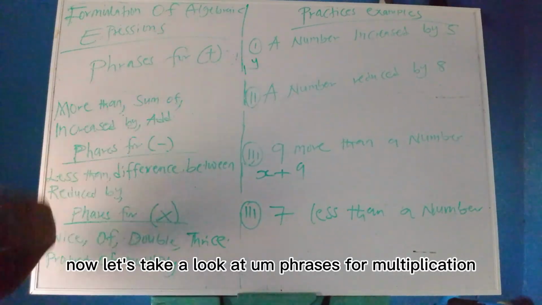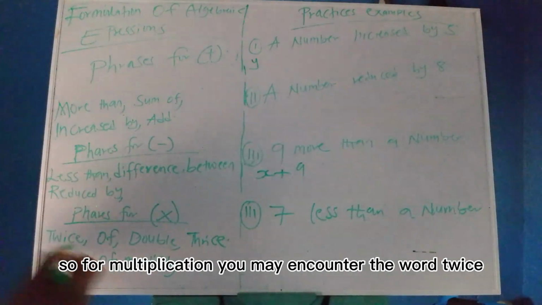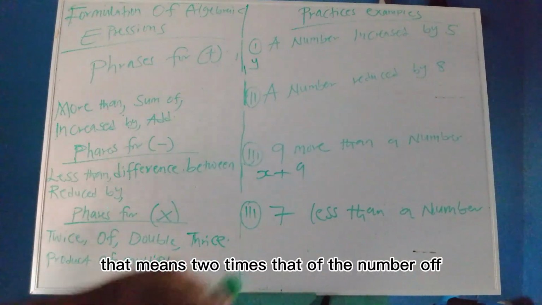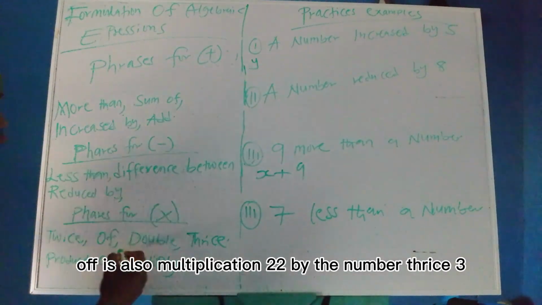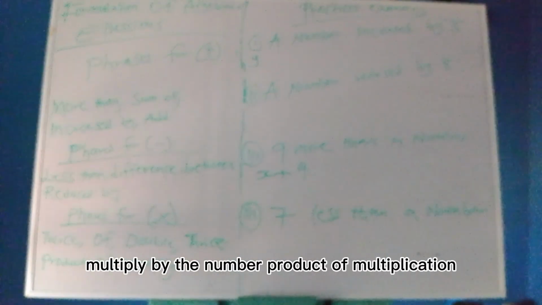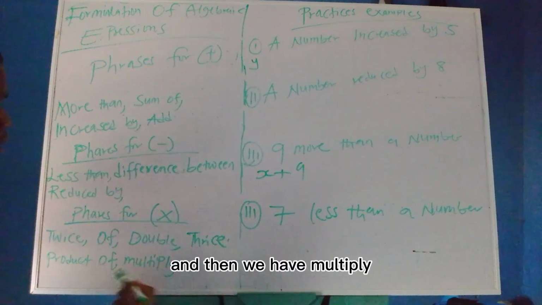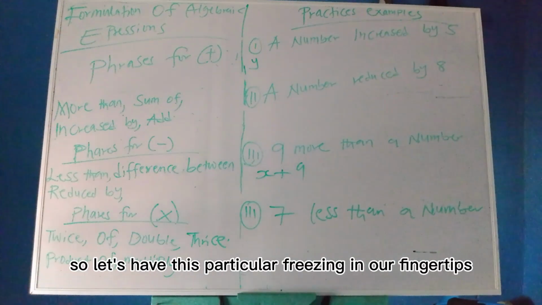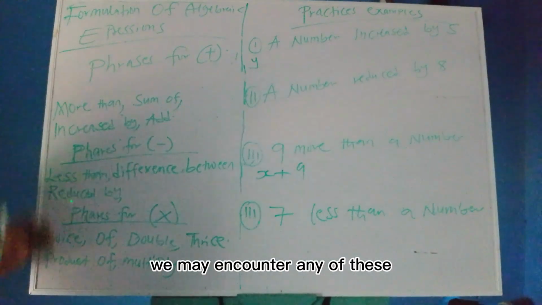Now let's take a look at phrases for multiplication. For multiplication, you may encounter the word twice. That means 2 times the number. Of is also multiplication. Double, 2 times the number. Thrice, 3 multiplied by the number. Product of, multiplication. And then we have multiply. So let's have this particular phrasing at our fingertips, because in trying to write expressions, we may encounter any of these.